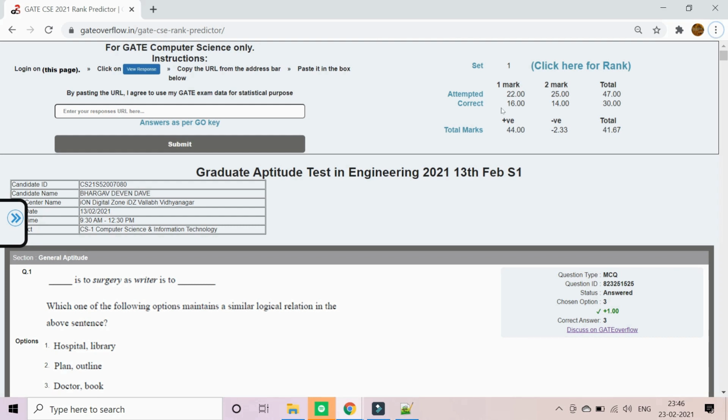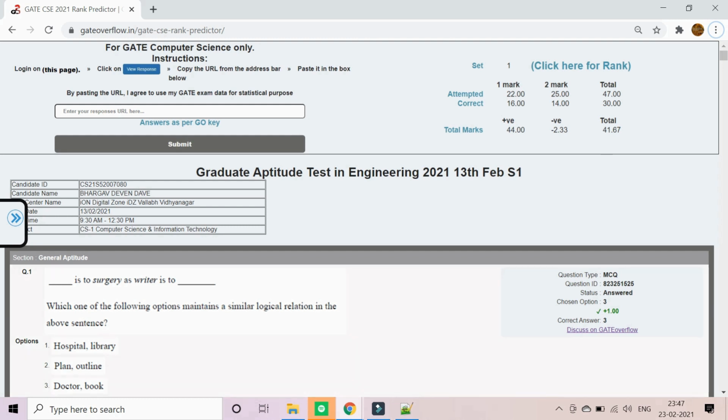Correct answers. 16 1-mark questions were correct out of 22 questions and 14 2-mark questions were correct out of 25 questions. So total 30 questions are correct. Total marks. 44 marks are from the attempted questions, minus 2.33 for the negative marks. So total 41.67.